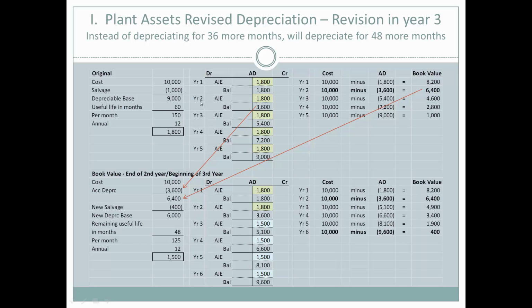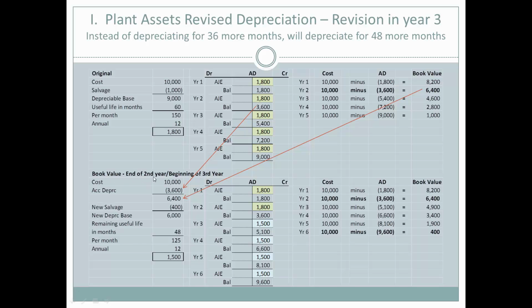So at the end of year 2, the accumulated depreciation is $3,600, so this is year 2, $10,000 cost minus accumulated depreciation of $3,600, or a book value of $6,400. At the end of year 2, they decide to depreciate this asset for 3 more years or 36 more months, we think we have another year that we are going to put the asset into use. So now we want to depreciate it for 4 years instead of 3 years. So how would we calculate that?